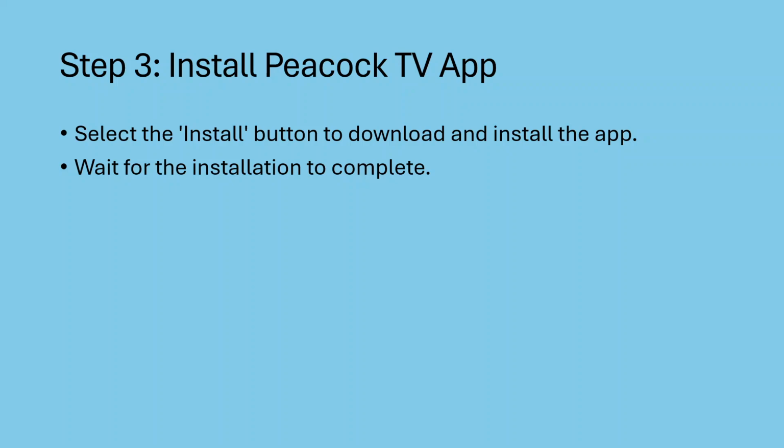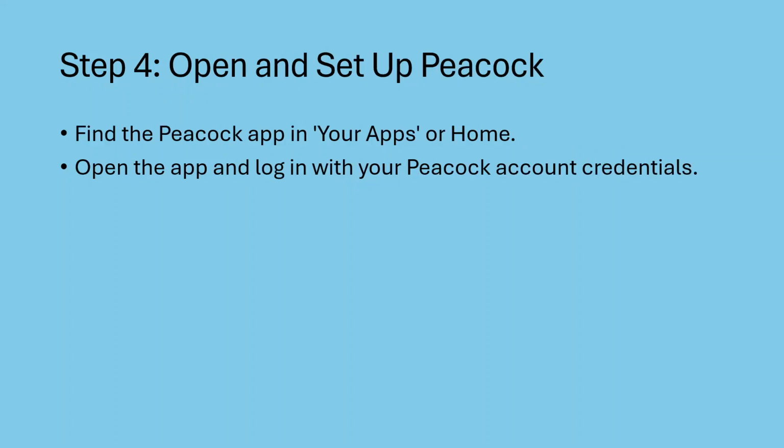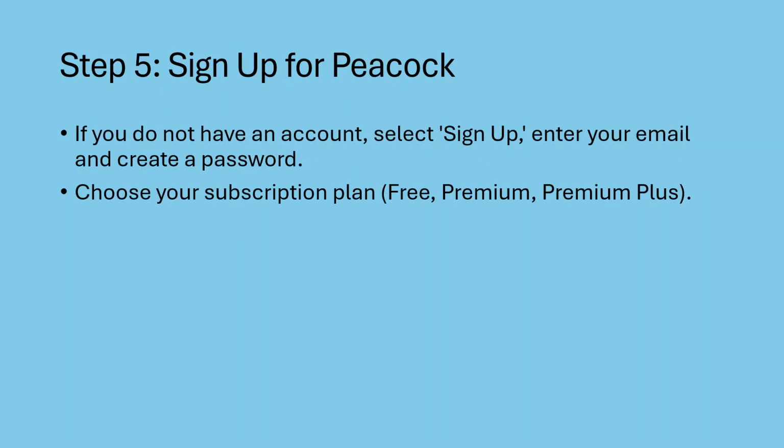Now install the app. Select the install button to download and install the app and wait for installation to complete. Step 4. Open and set up Peacock. Find the Peacock app in your apps or home, open the app and log in with your Peacock account credentials.